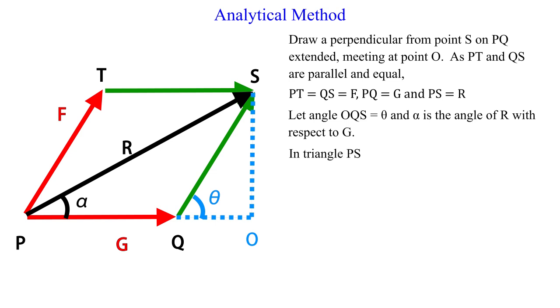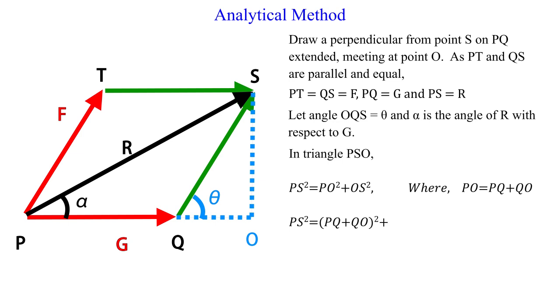In triangle PSO, PS square is equal to PO square plus OS square, where PO is equal to PQ plus QO. PS square is equal to (PQ plus QO) whole square plus OS square. PS is nothing but R, PQ is G, QO is F cos theta, and OS is F sin theta. So the above equation can be written as R square is equal to (G plus F cos theta) whole square plus (F sin theta) square.